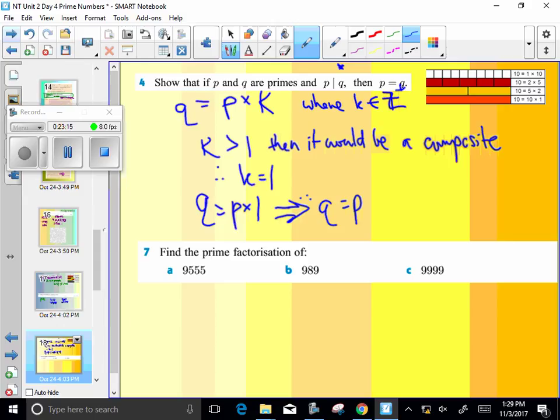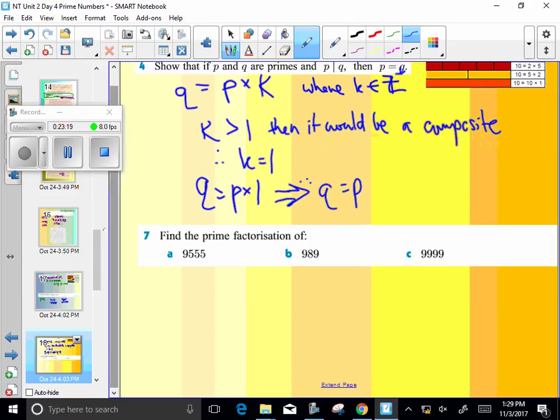Find the prime factorizations of these numbers. So let's do it. Number 9, and from here on out, I'm just going to let you work on these. This ends the video.